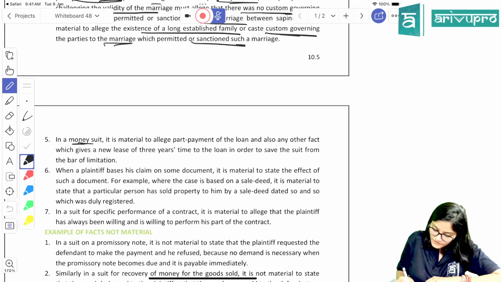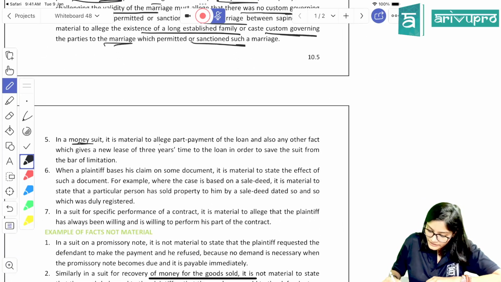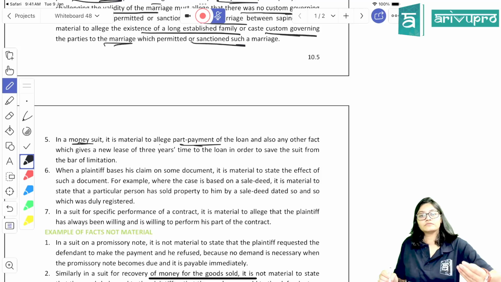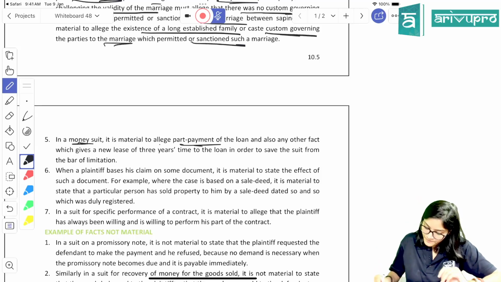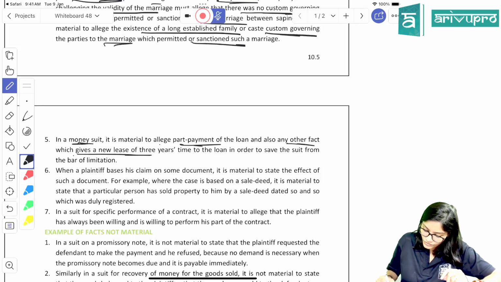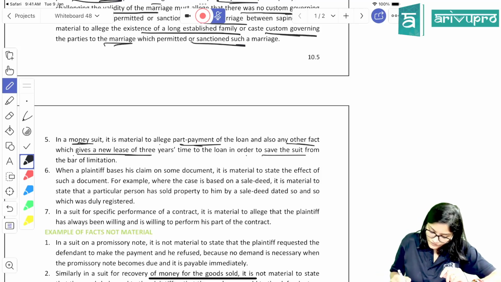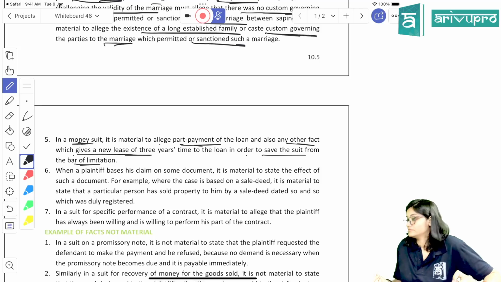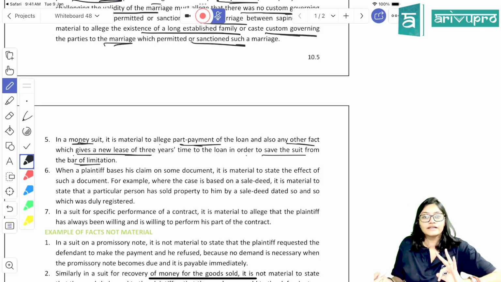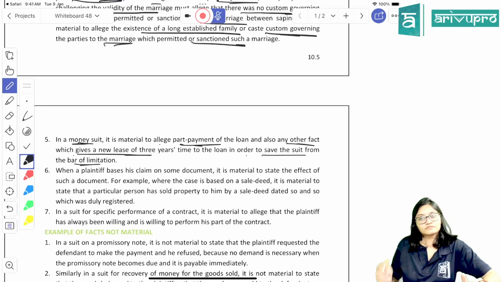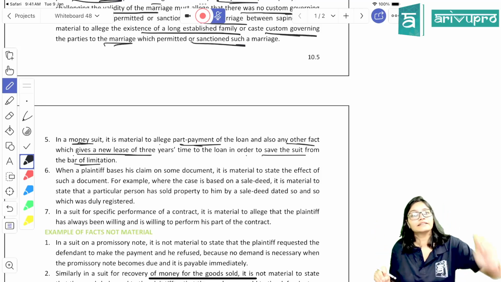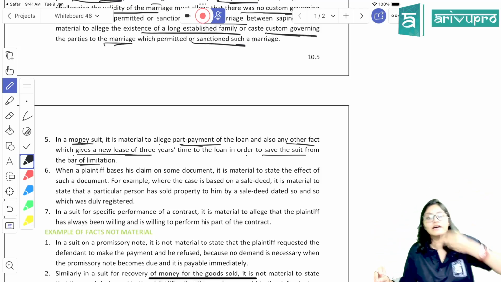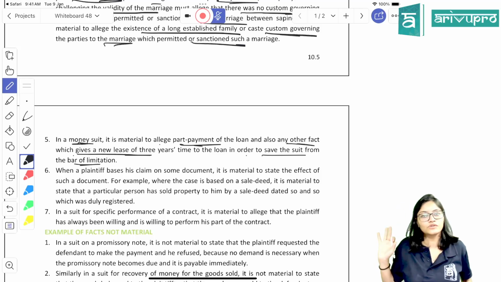Then a money suit is given. It is material to allege part payment. I've told you, principal plus interest, so interest also becomes important. I need to mention that, and also any other fact which gives a new lease of 3 years time to the loan in order to save the suit from the bar of limitation. Bar of limitation is 3 years; if I have not claimed within 3 years, my right is gone. So this also becomes an important fact, that yes, within 3 years only I have asked her. I gave the notice also.